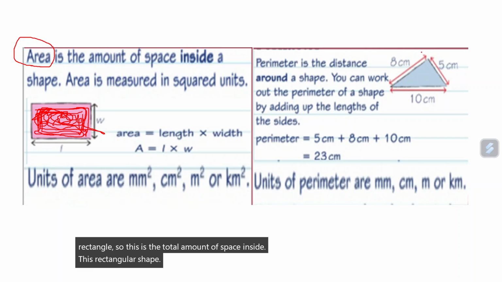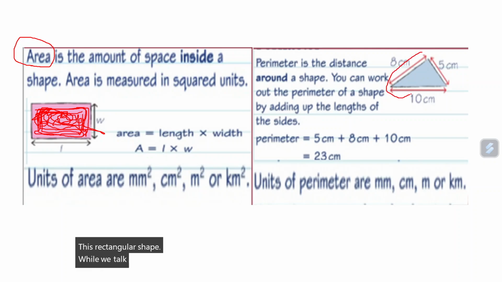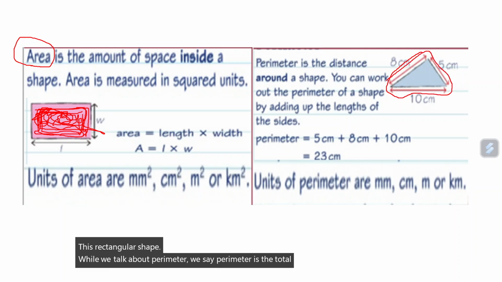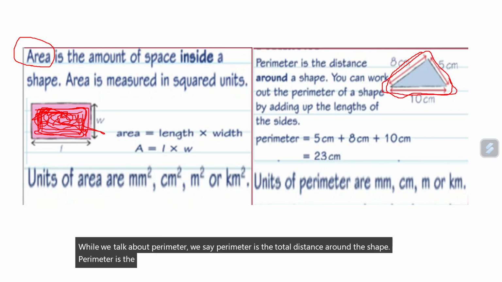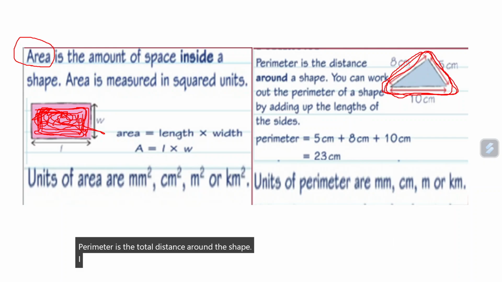While we talk about perimeter, we say perimeter is the total distance around the shape. I repeat, perimeter is the total distance around the shape.